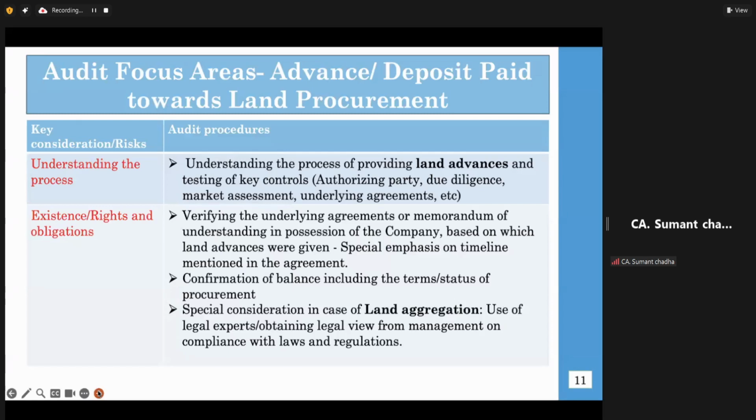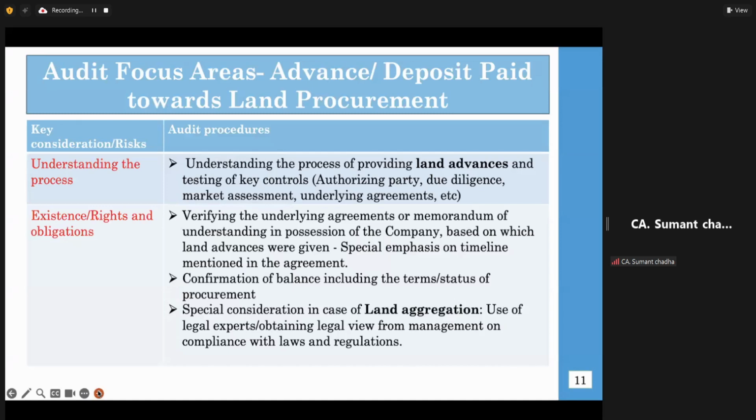Has the possession been taken? What are the underlying agreements? Is the trend that the transfer actually happens finally when the complete aggregation has happened, etc., and the project is launched? Very important for me. So verifying the underlying agreements or memorandum of understanding. Based on the land advance, what are the timelines mentioned? Is there a covenant that if the full money is not paid, the land will go back? I'll have to be very mindful of that.